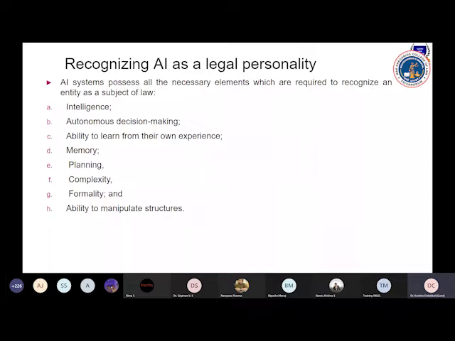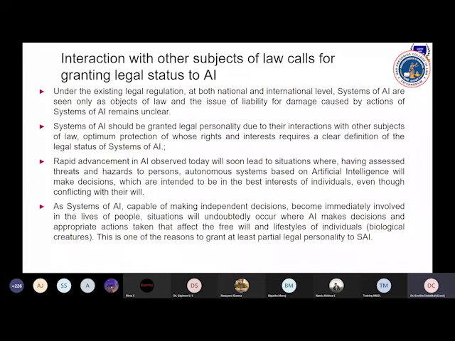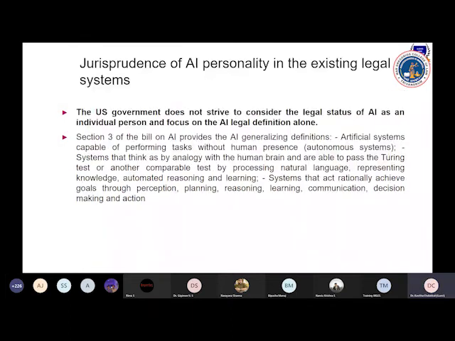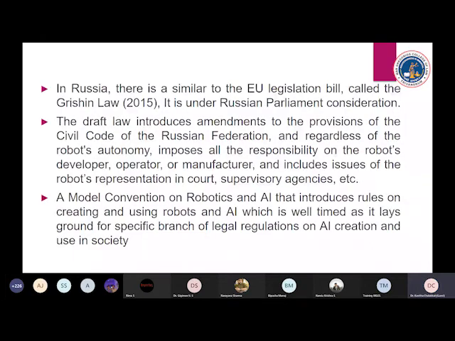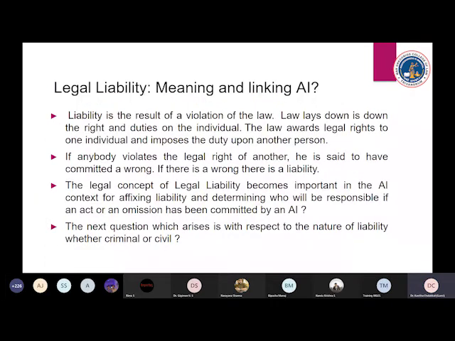When you look into different legal systems, none of the legal systems have yet recognized what we say AI, artificial intelligence enabled, as a legal personality. They are still trying to put the responsibility on the creators of the software. So the question is, how do you make an AI liable?